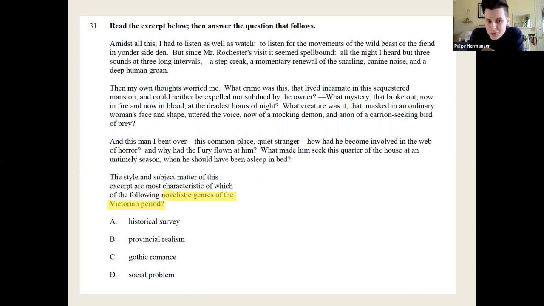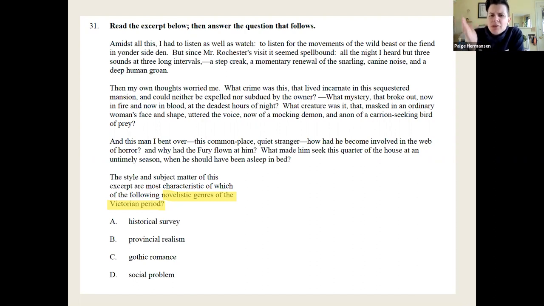And if we look at our answer options, I can see a couple, even if I'm not totally sure what genre this belongs to, even if I haven't taken a 19th century literature class. I feel like historical survey doesn't feel right to me, right? This is not looking at historical issues in a new way. It just doesn't feel right to me. In fact, if you look at the answer options, isn't there one that just stands out to you right away?